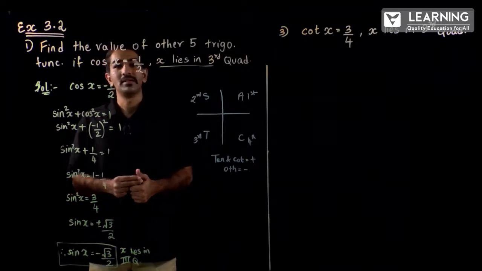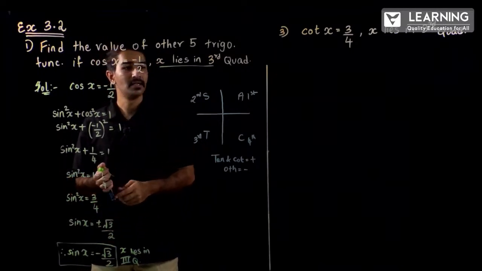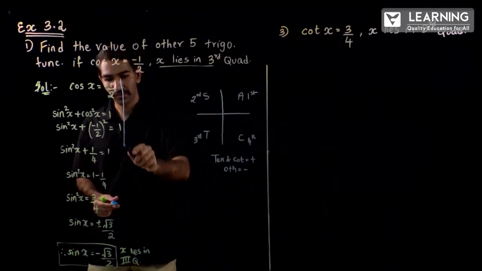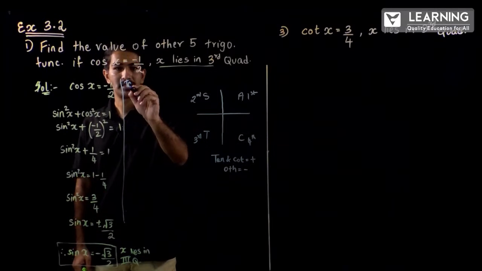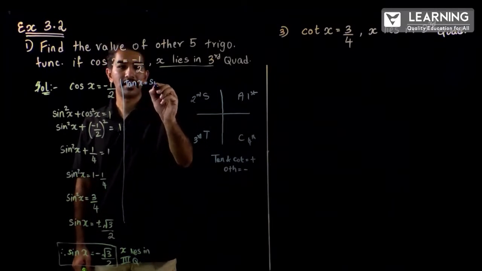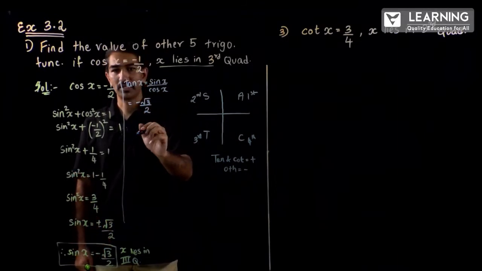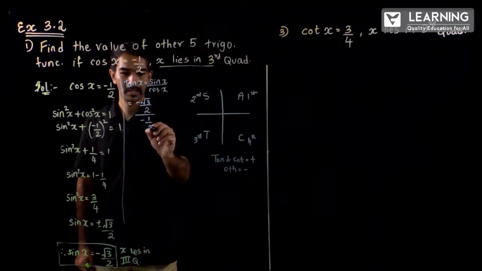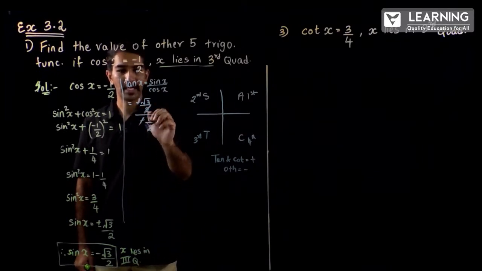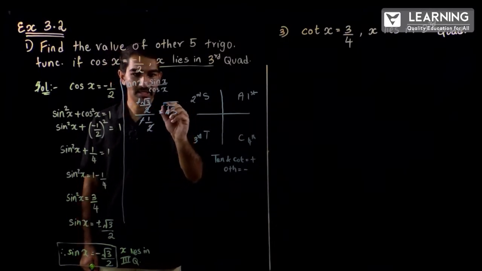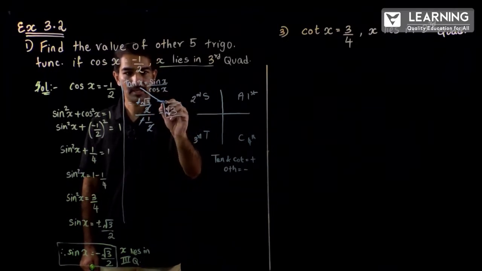Understood? So cos is done, sine is done. We have to start with tan and cot now. Tan and cot are again easy, students. What is tan x? Tan x is nothing but sine x by cos x. What is sine x, students? Sine x is minus root 3 by 2. And what is cos x? Minus 1 by 2, right? Minus minus cancel. 2 will cancel with 2 in the denominator. So what is the value we have left? Root 3. This is our tan x.